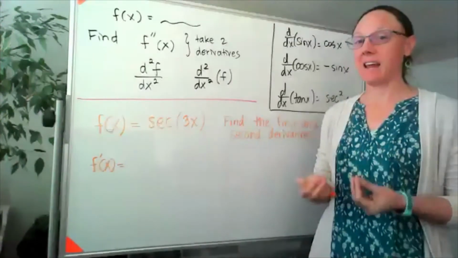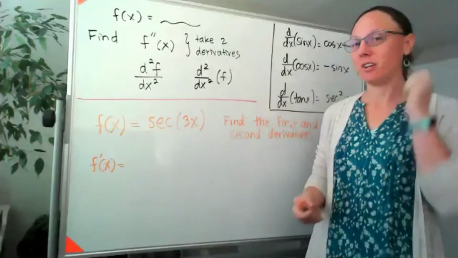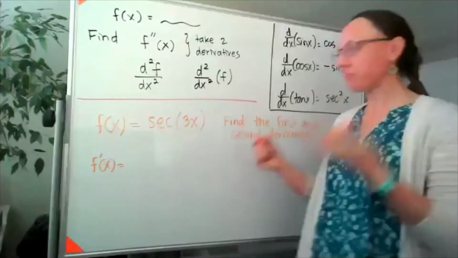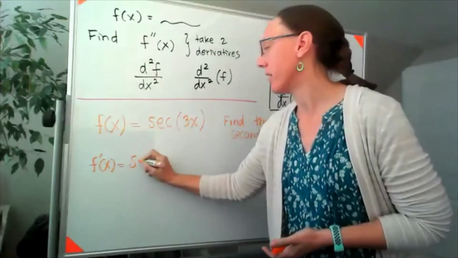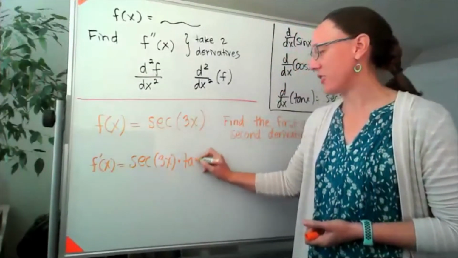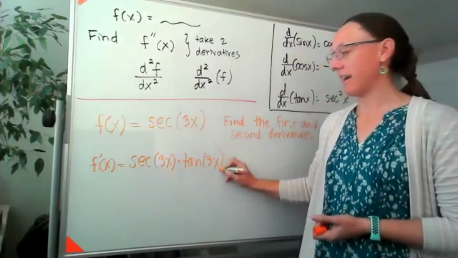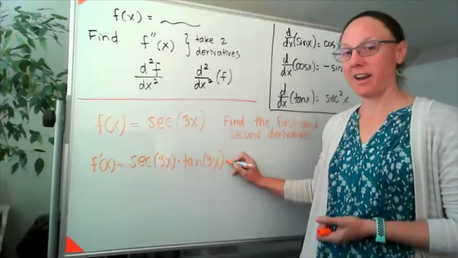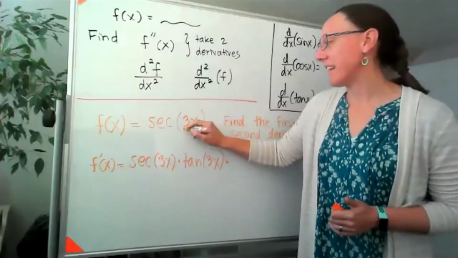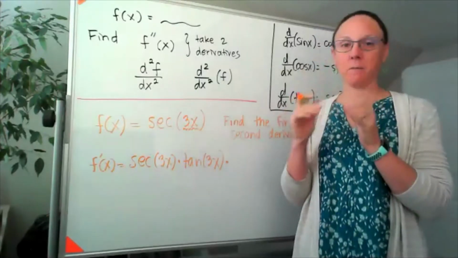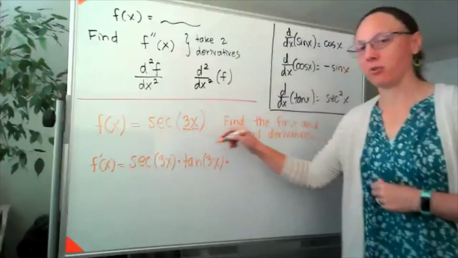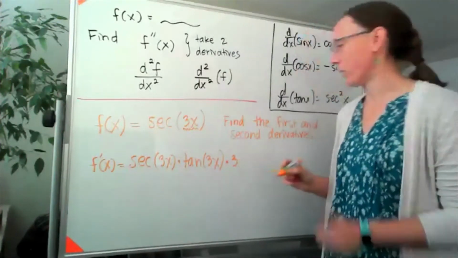Well, calculus can never change the argument of a trig function, meaning calculus alone can never change what's inside of a trig function. When I write down this derivative, my derivative is secant of 3x times tangent of 3x times, chain rule says, because I have an inside function, I need to multiply by the derivative of what's inside. And the derivative of 3x is 3.